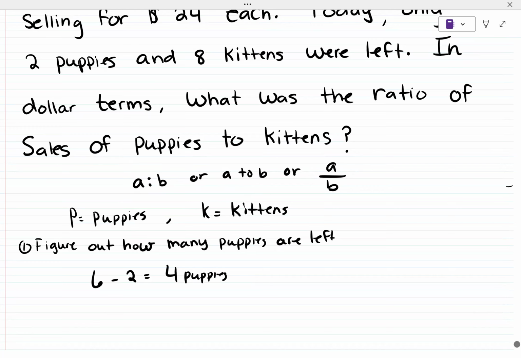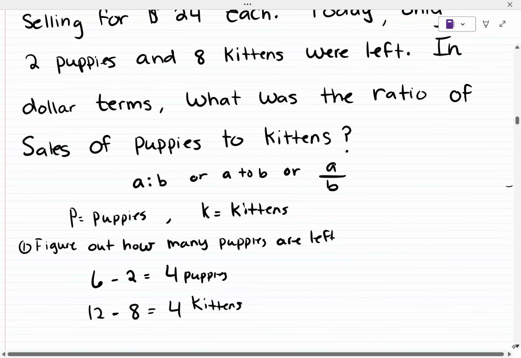And then do the same thing with kittens. So we originally had 12 kittens, and then what was left was 8 kittens. So 12 minus 8 is 4. So you have 4 kittens that are left. Okay, so we have 4 puppies and 4 kittens left.